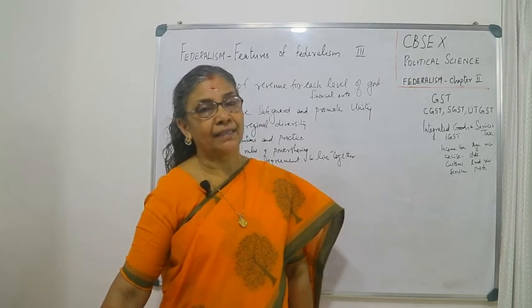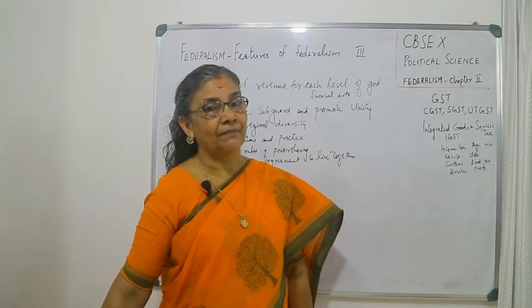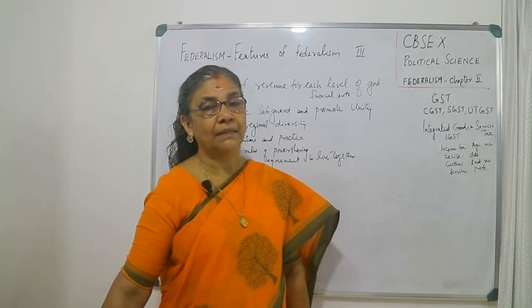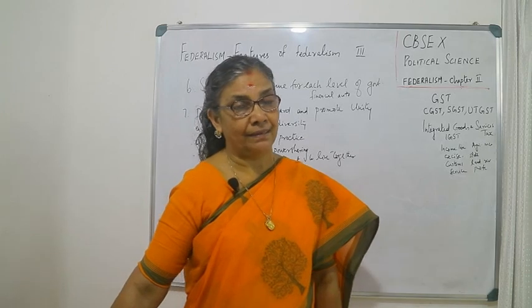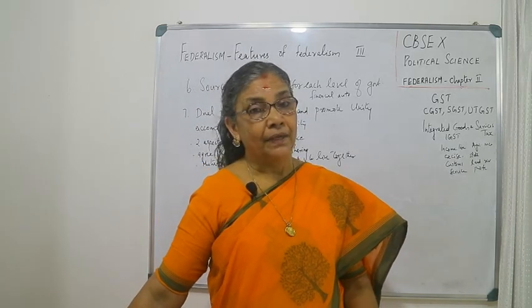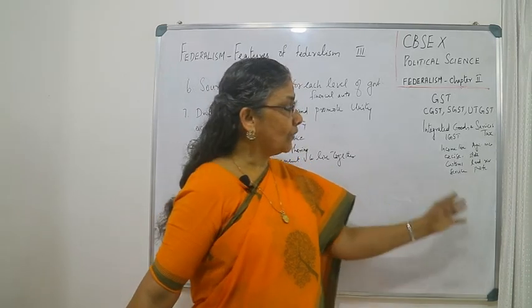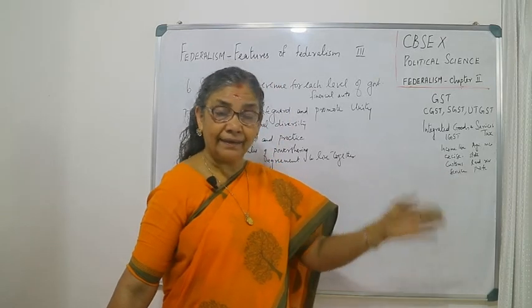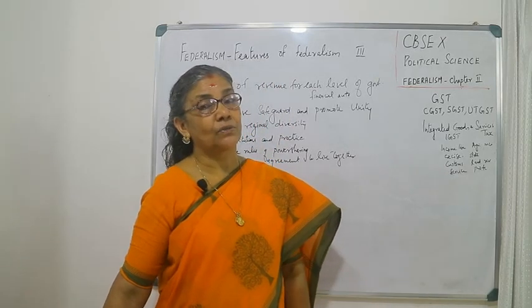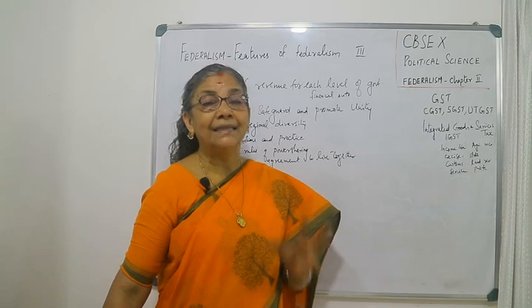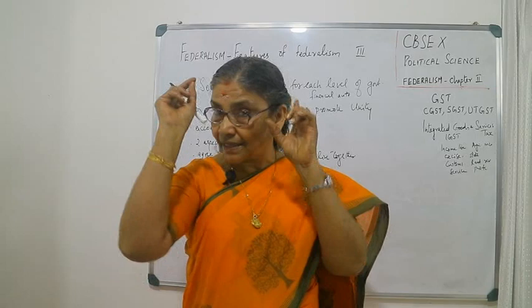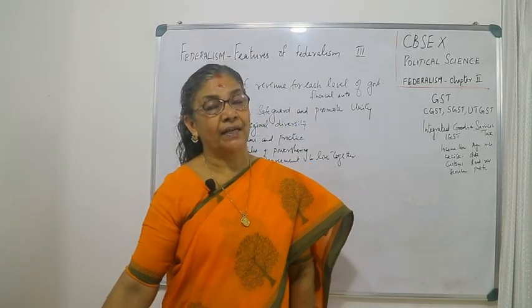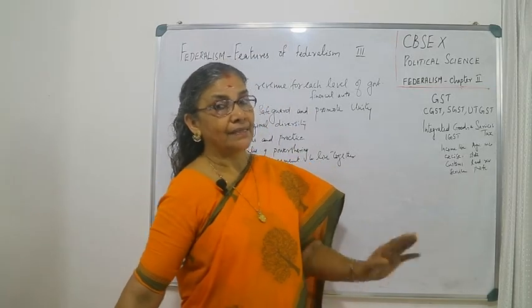Then customs duty. Customs duty means the import. When we are importing commodities from other countries, there is customs duty, even though there are relaxations and concessions after 1991, the liberalization policy. And the land revenue, provincial tax, etc. go to the state governments. These are the sources of revenue. These sources of revenue are also mentioned in the constitution to ensure financial autonomy. That is the 6th point.